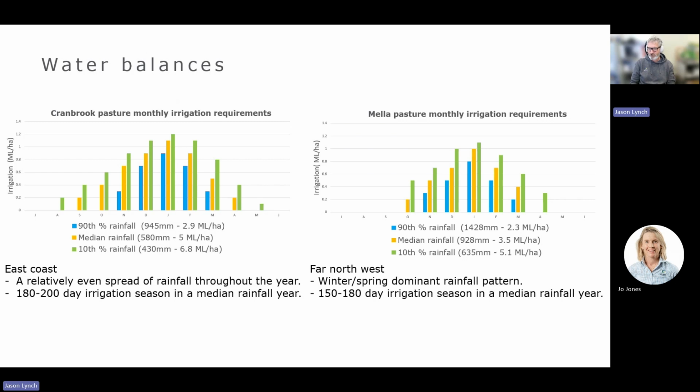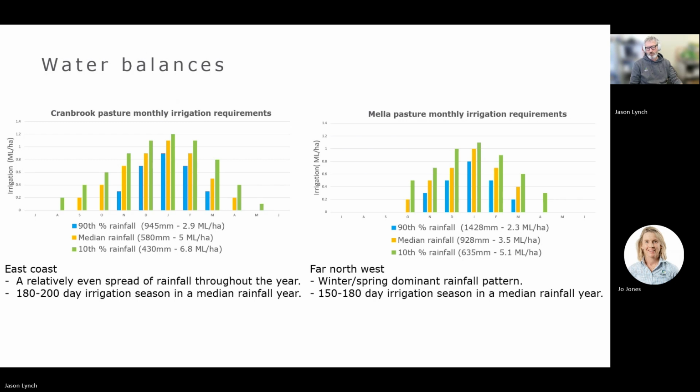You can see when it is very dry on the East Coast, those irrigation requirements pop up. In those dry years where they're receiving, on average, 430 millimetres, irrigation requirements jump up to about 6.8 megalitres per hectare. And in Mella, in the dry years, I should say, when the rainfall potentially drops down to 635 mils, irrigation requirements are about 5.1 megs.